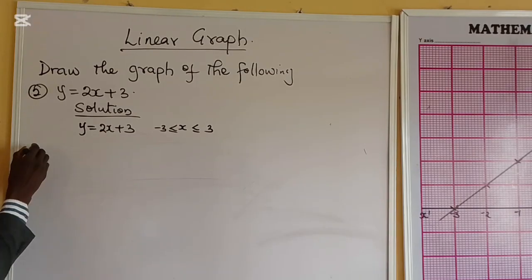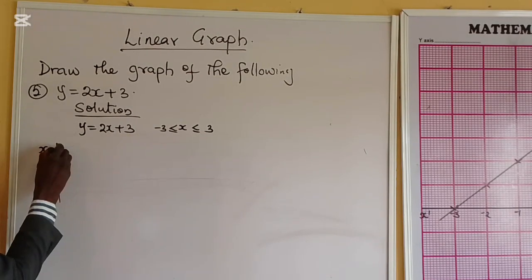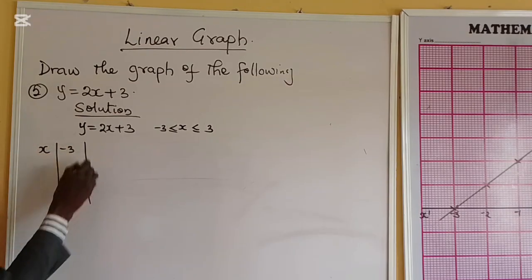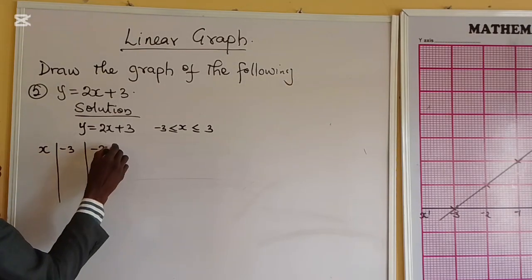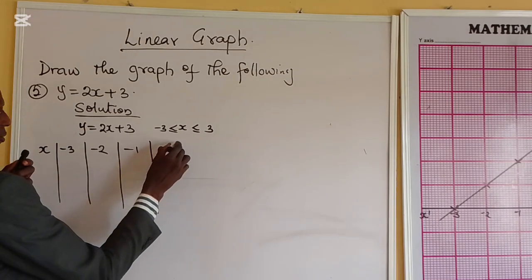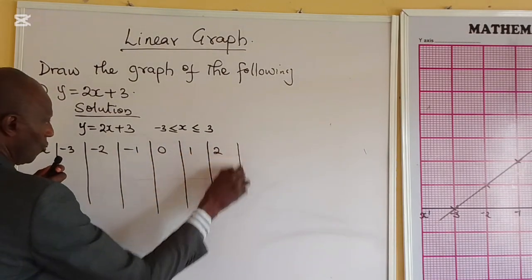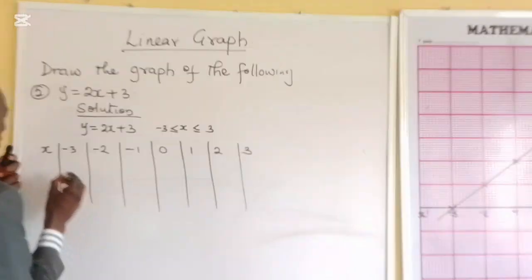Now, I'm going to say x is from minus 3, minus 2, minus 1, 0, 1, 2, 3.